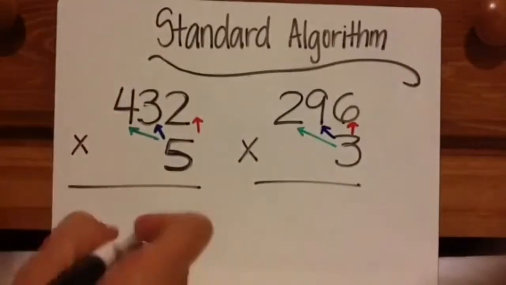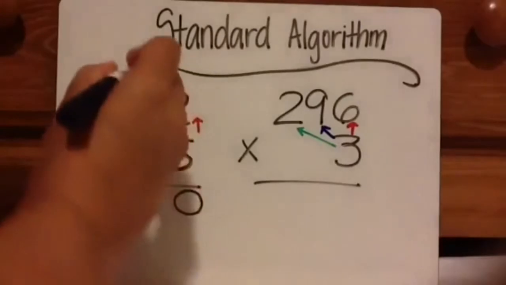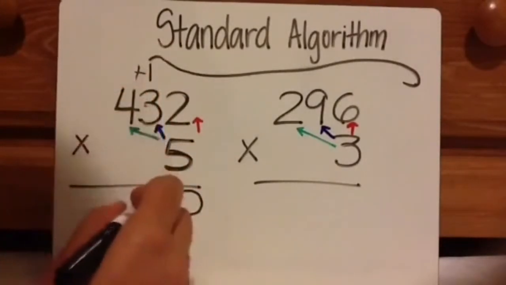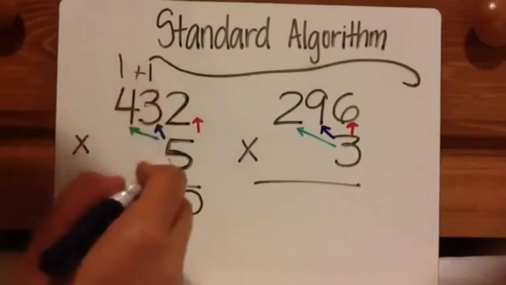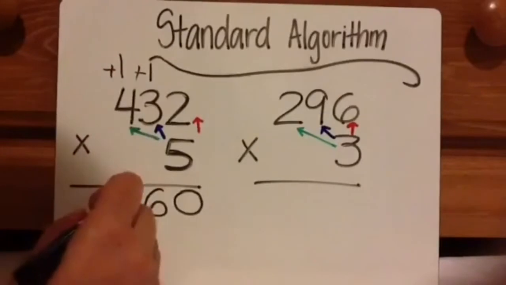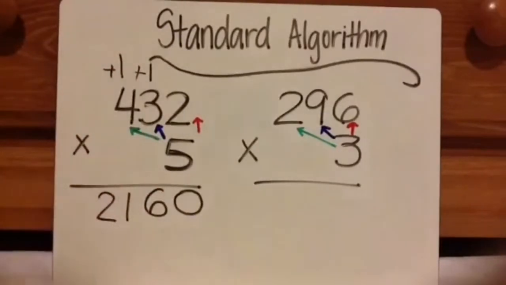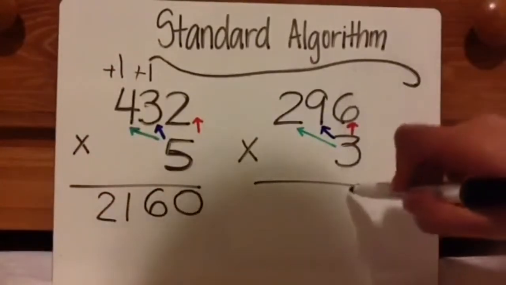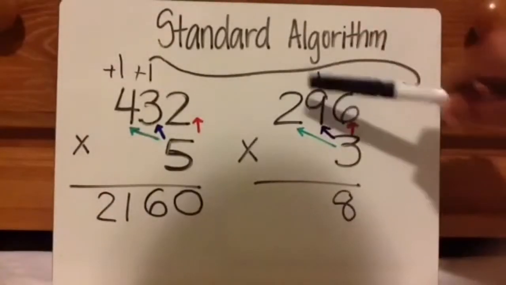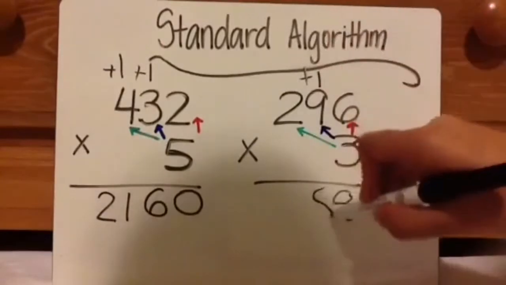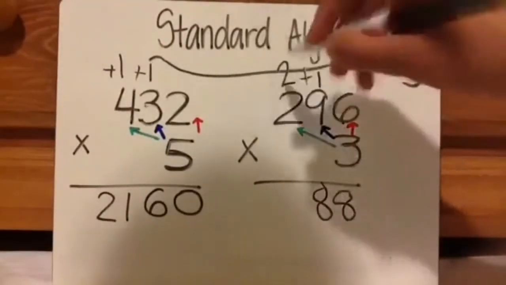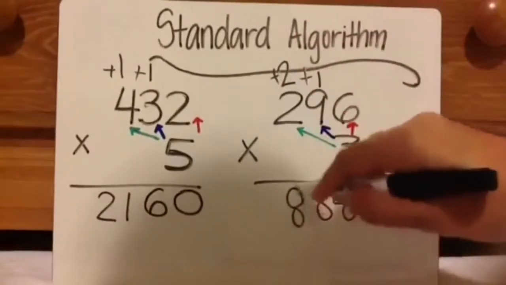So 5 times 2 is 10. Carry the 1. 5 times 3 is 15, plus 1 is 16. Carry the 1. 5 times 4 is 20, plus 1 is 21. It's that easy. 6 times 3 is 18. Carry the 1. 3 times 9 is 27, plus 1 is 28. 3 times 2 is 6, plus 2 is 8.